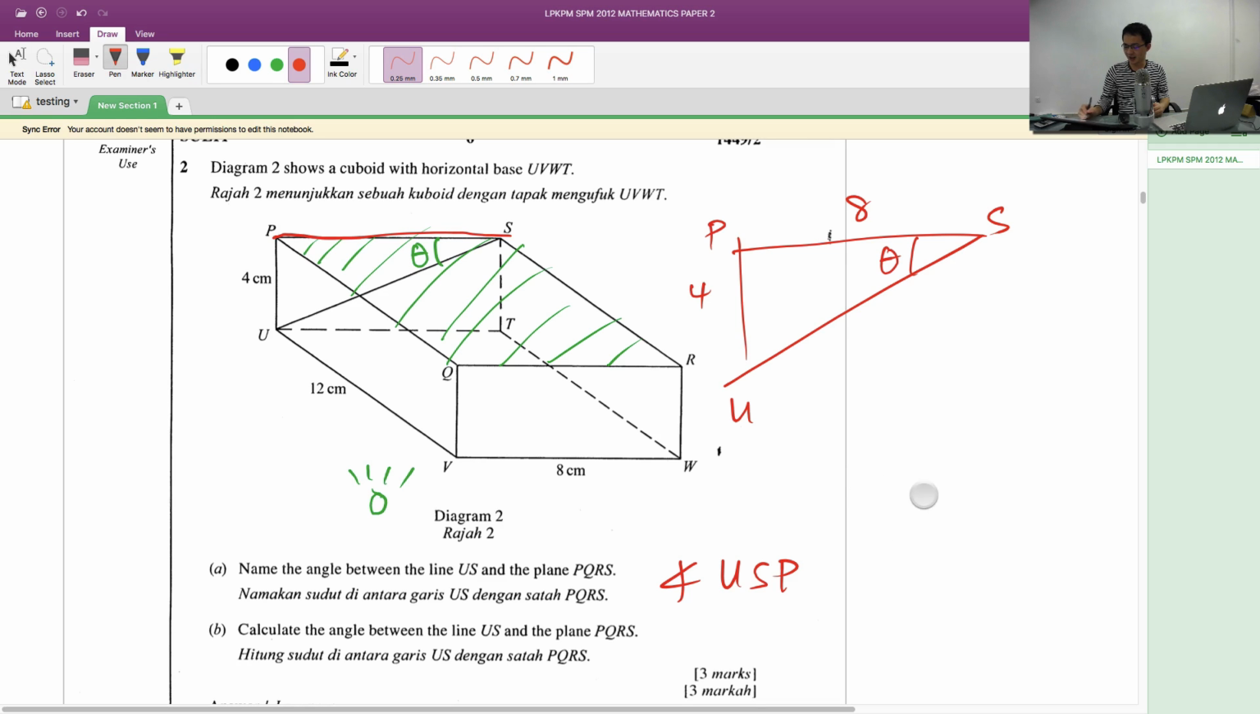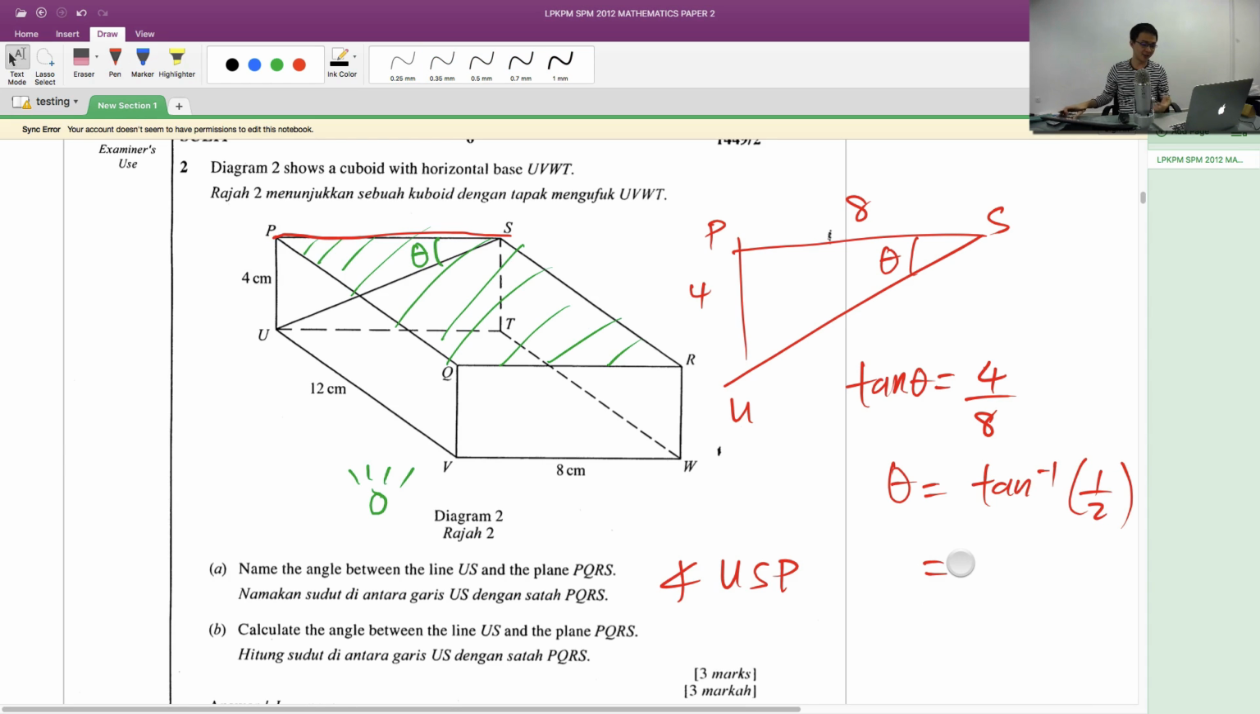In order to find the angle, I will use the tangent. Tangent is opposite over adjacent, which is shift tangent 1 over 2. Then you should be able to get the answer easily. Make sure you change your calculator to degree, because I always leave it in radian since I taught MF yesterday. So it will be 26.57 degrees. This one will be the angle between.